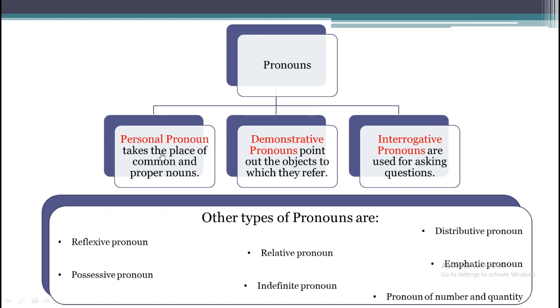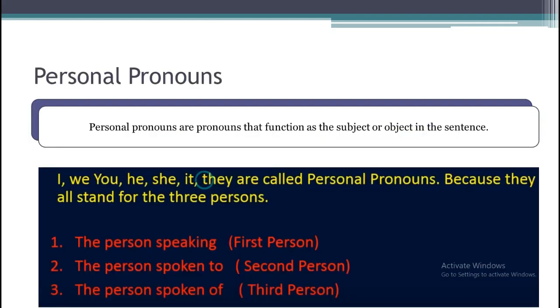First thing, which is the personal pronoun. It takes the place of common and proper nouns. So if in a sentence there's a common noun or a proper noun, we have already discussed what common and proper nouns are in the chapter on nouns. So if we have common and proper nouns in the sentence, the name of a person, place, animal or a thing, we replace them with certain pronouns, and those pronouns are called personal pronouns. Now let's see how.